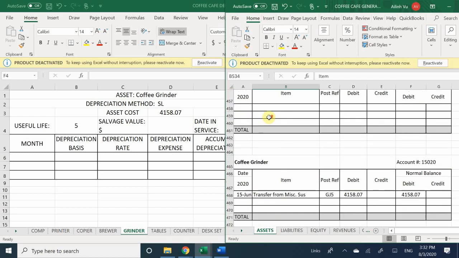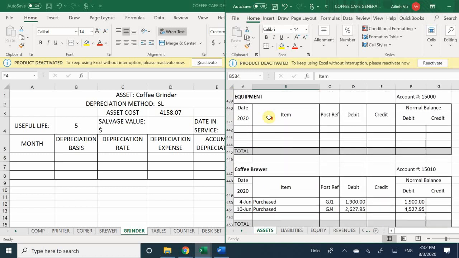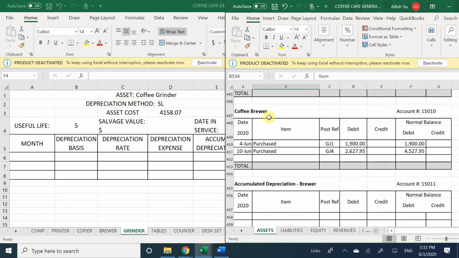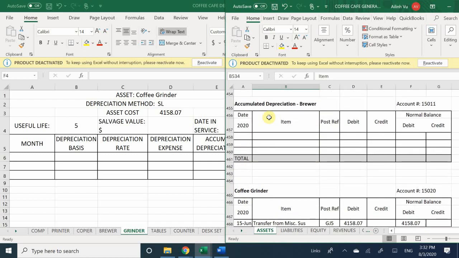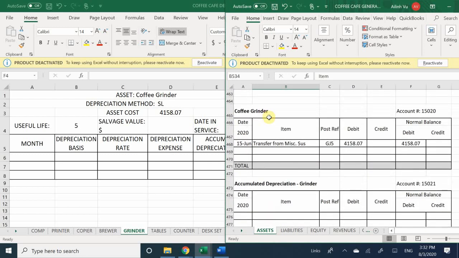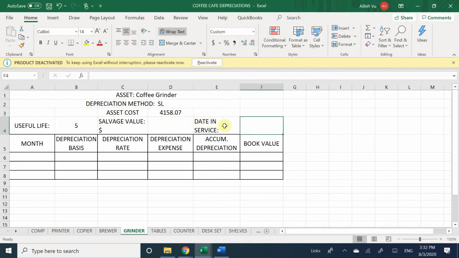So the day that we officially put the coffee grinder into service is the 15th of June. So what does that mean? You have to calculate for the whole month because it's still under the 16th. Perfect. Okay. No salvage value. I only want the month of June. So how do I calculate that?